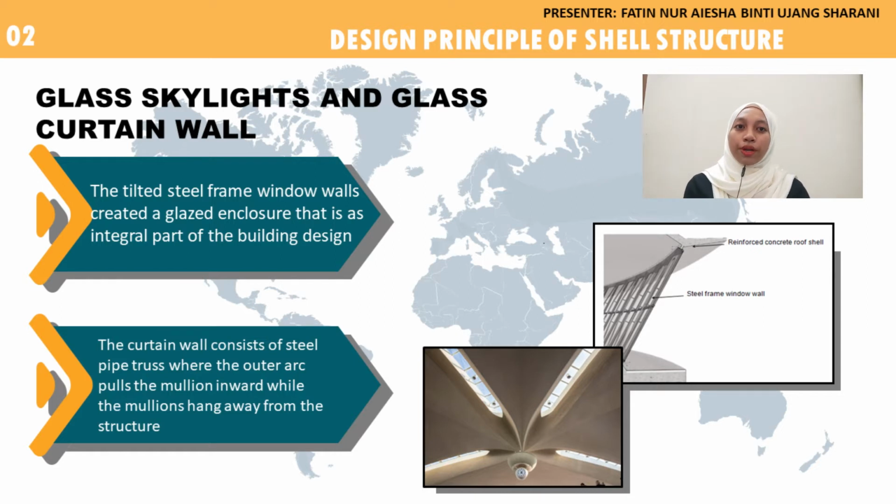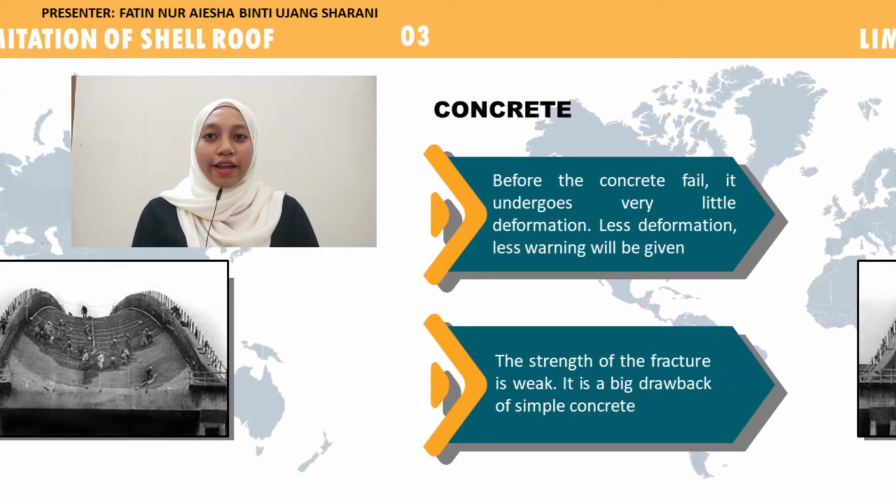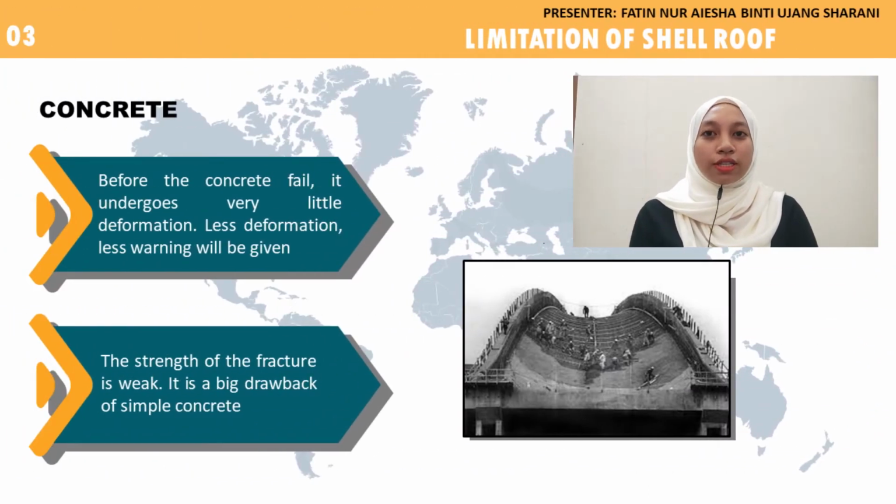The shell was separated by 3 skylights stretched across the seams. Each of the shells meets in the center in order to support each other. The skylight emphasized the line of the roof and the separation of the vaults. Next, we continue with the limitations of shell structure.